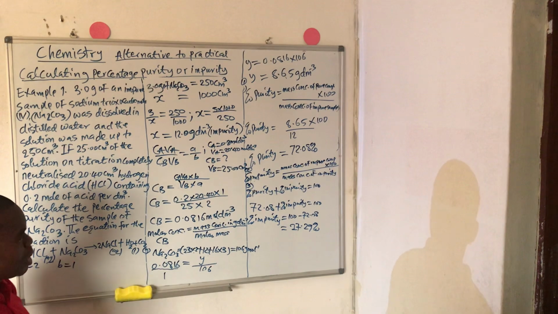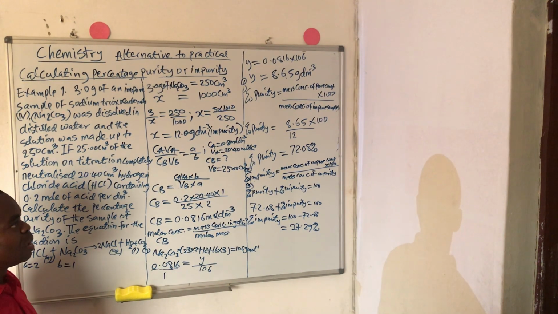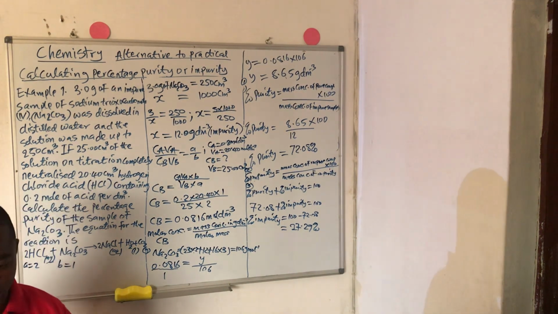I'll continue from here, and next time when I come, we're going to be calculating based on the number of ions in the solution, or what we call the amount of ions in solution, the number of ions that are found in the solution.